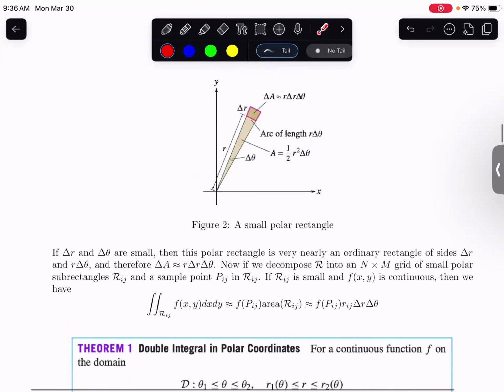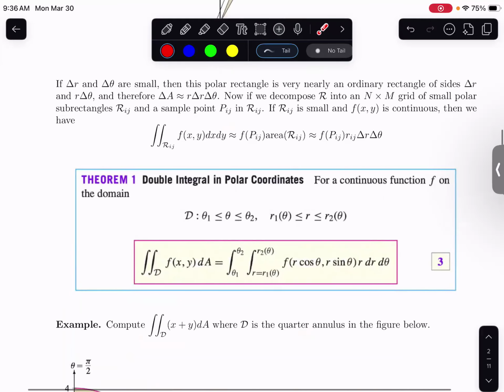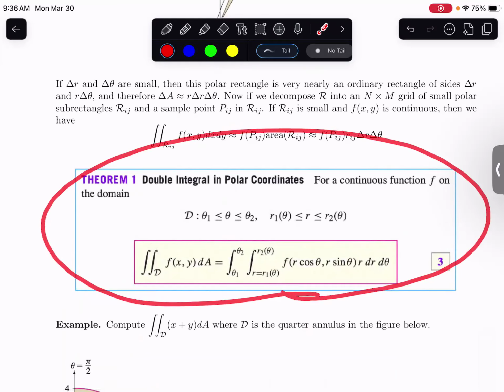But again, we're just approximating the change in area when we increment r and theta, which changes dA to this r dr d theta, or r delta r delta theta. So this is the equation for double integrals in polar coordinates.